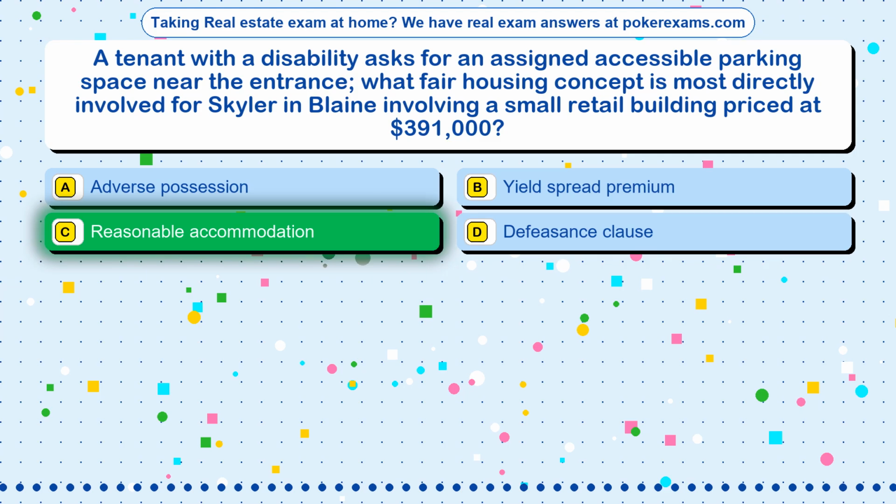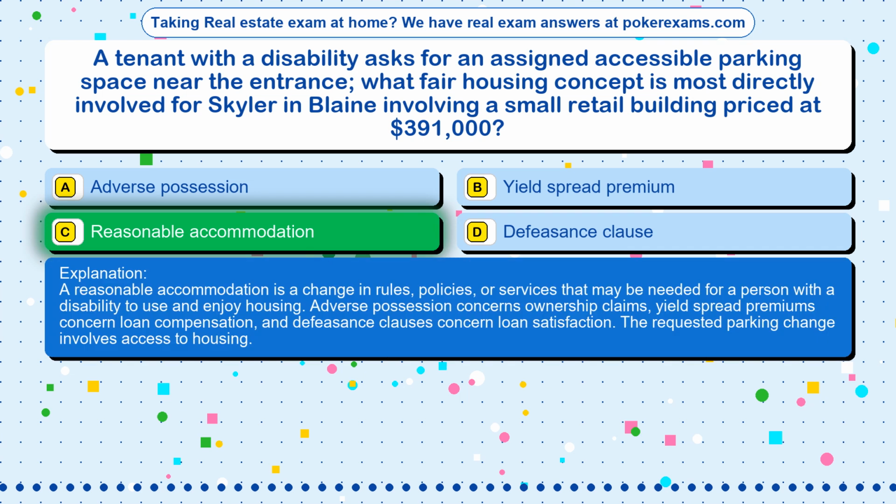The correct answer is option C. Reasonable accommodation. A reasonable accommodation is a change in rules, policies, or services that may be needed for a person with a disability to use and enjoy housing. Adverse possession concerns ownership claims, yield spread premiums concern loan compensation, and defeasance clauses concern loan satisfaction. The requested parking change involves access to housing.